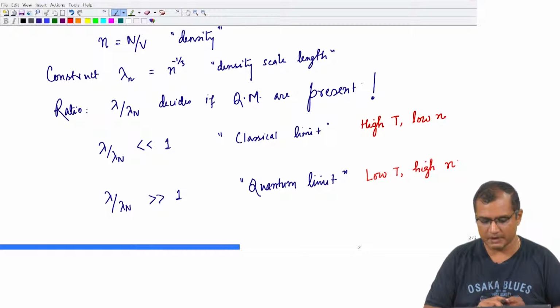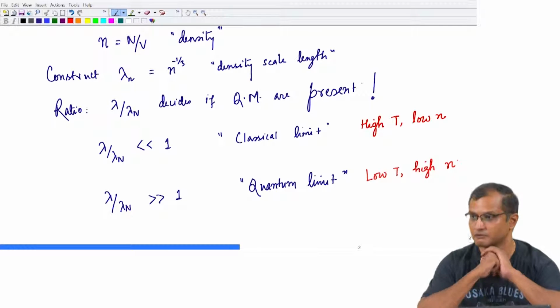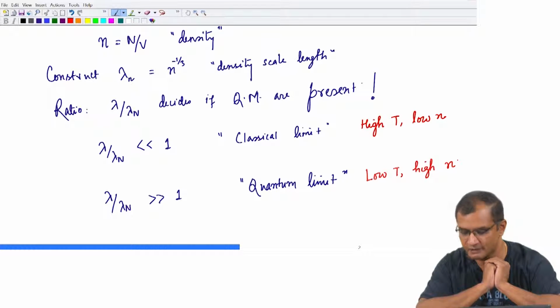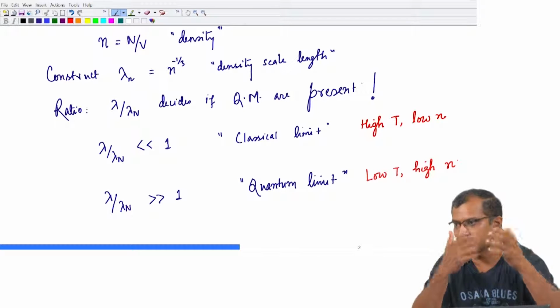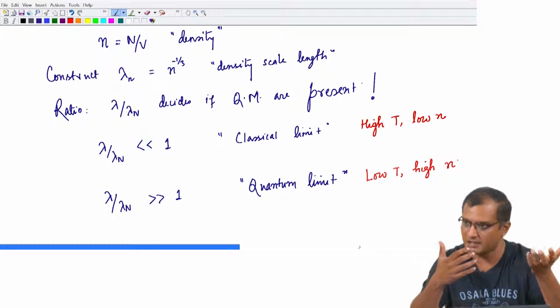Now, think, the numerator, which is lambda, depends on temperature. So, if you go to low temperature, what happens to the numerator? That increases the value. And if you go to high density, what happens to the denominator? Decreases. So, what happens to the ratio? It gets larger, because 10 by 100 is definitely much smaller than 100 by 1, which is much smaller than 1000 by 0.1, and so on and so forth. So, you are making this ratio larger and larger.